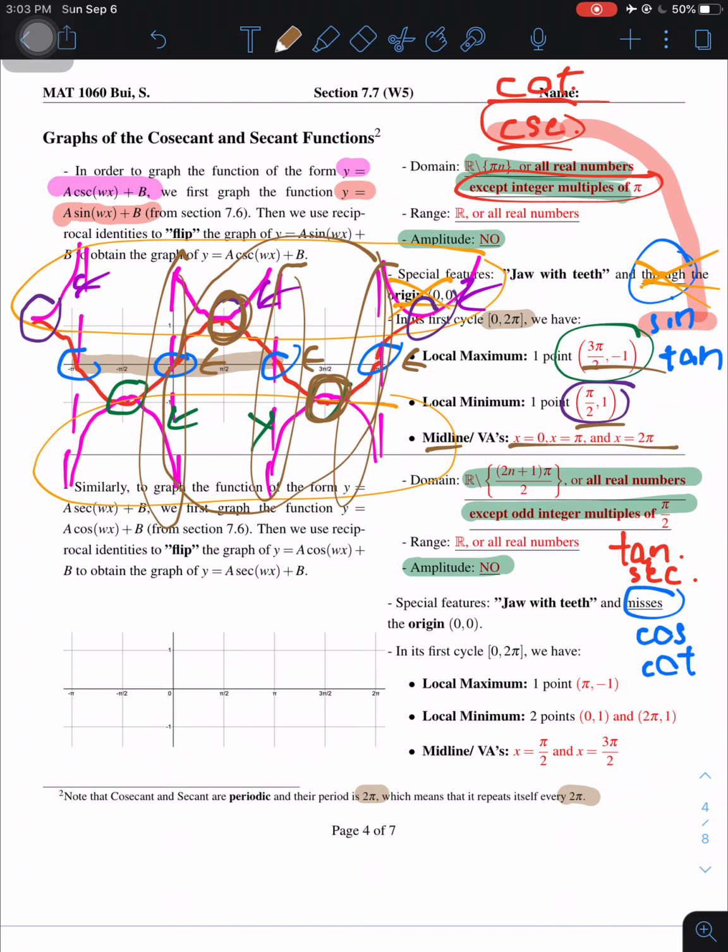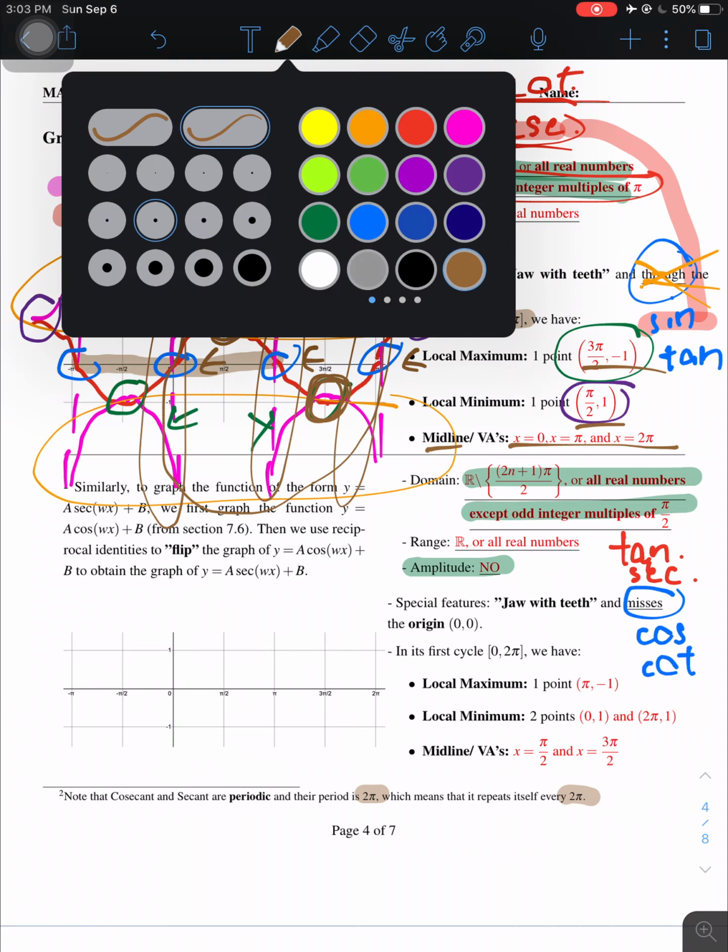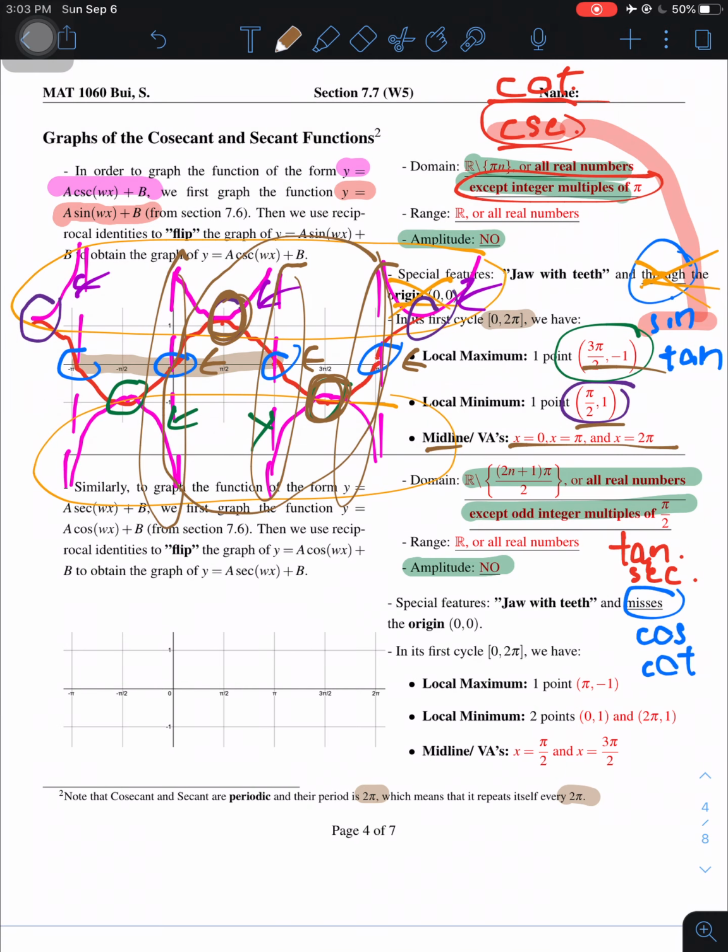Okay, so the same thing will happen with secant. So here, let me draw the original one in, I don't know, what did I draw before? Okay, let me put it in red for cosine.